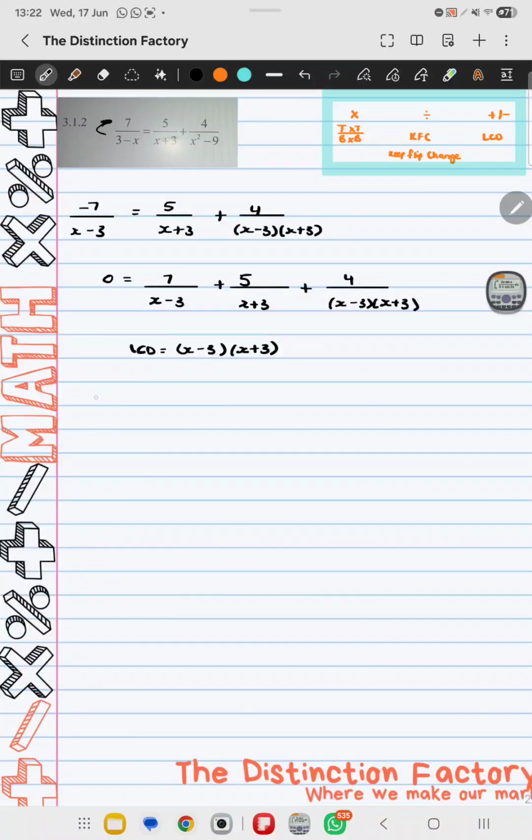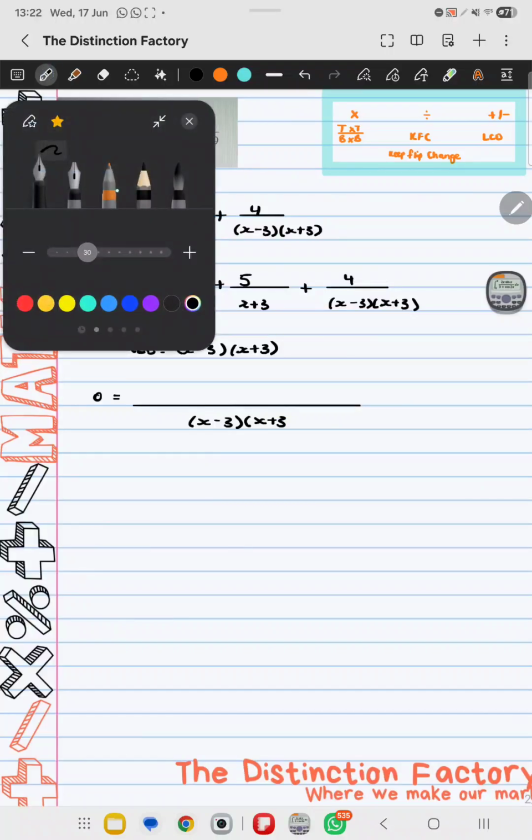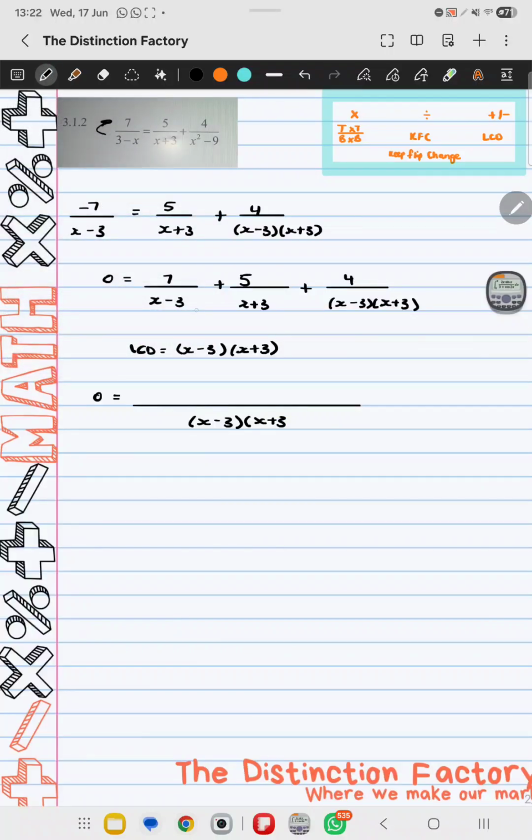So now all of our fractions can combine as 1 over one big denominator, because they are now all going to change to look like the LCD. And in order to do that, we're obviously going to need to multiply them by the missing stuff. So this already has the x minus 3, but the thing that's missing is the x plus 3. So this will have to be multiplied by that.